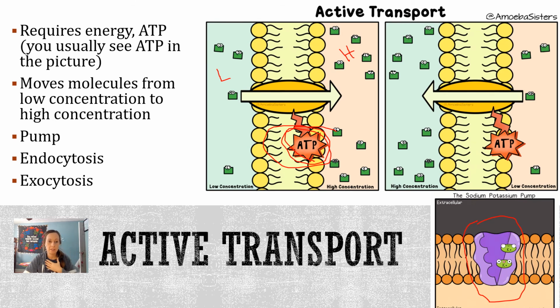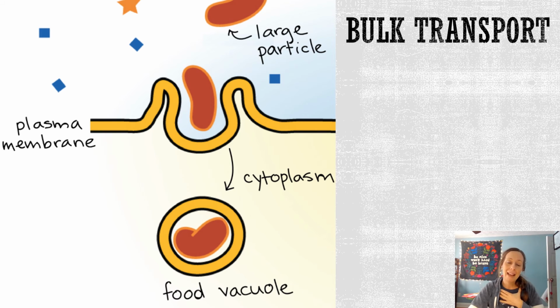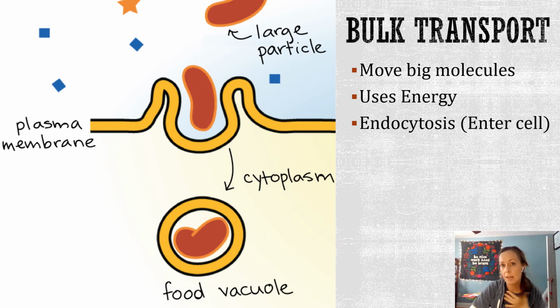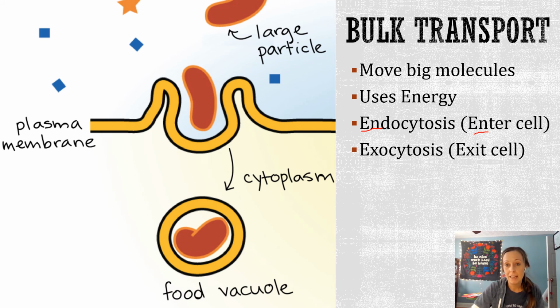We're forcing things. And then our last thing is bulk transport. Bulk transport is going to be moving large particles, all right? And it's done through endocytosis and exocytosis, okay? This also uses energy. Endo, I want you to look at these first words, En, and enter. Endo is when something enters the cell, and exo is when you exit the cell, okay?